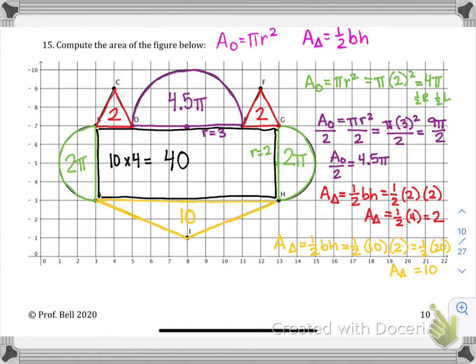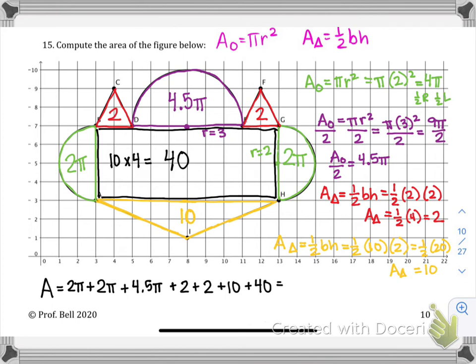So all together on the bottom, guys, our area would be 2 pi plus 2 pi plus 4.5 pi. That's the area of all 3 semicircles. Now I'll add in the triangles. Plus 2 plus 2 plus 10. That was 2 red triangles plus a yellow triangle. Then I'll finally add in the area of the rectangle in the inside.